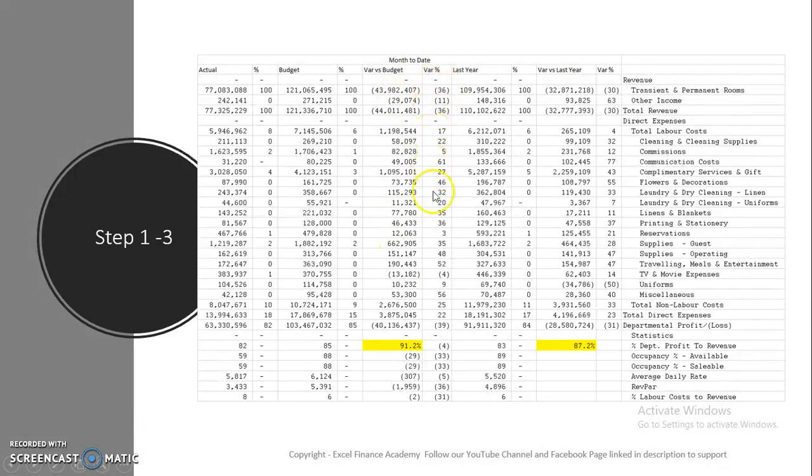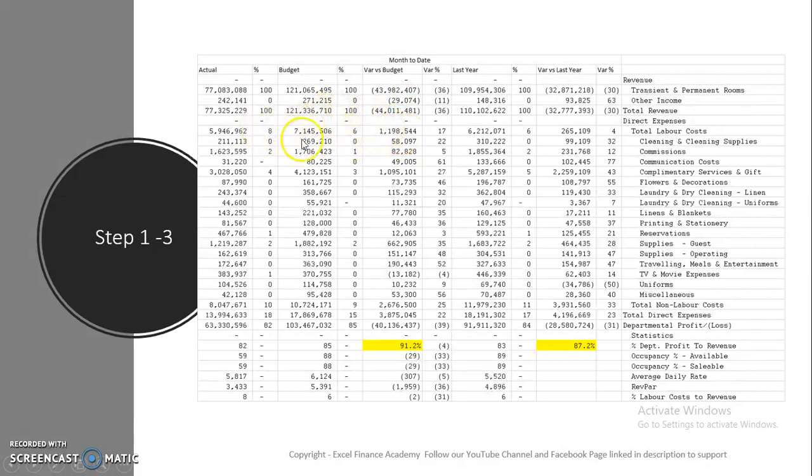Then you have a variance percentage compared to the budget. This variance percentage is different from the percentage here. This percentage is calculating the expense item compared to the total revenue. For example, in this case labor is $7 million compared to $121 million revenue, so that becomes 6%. 121 times 6% is 7,146.